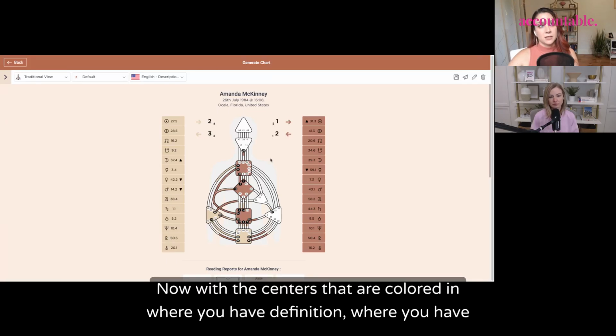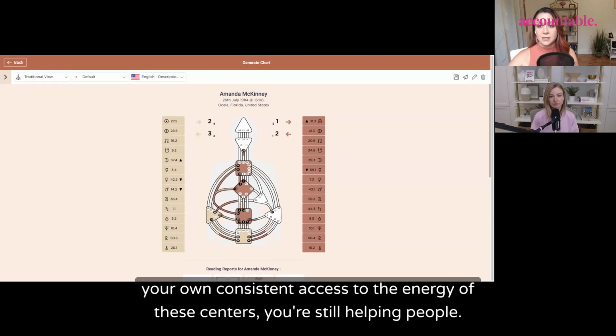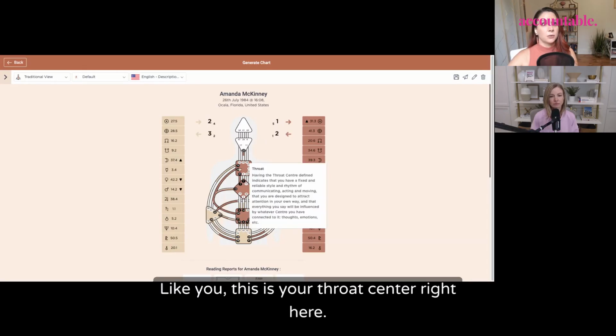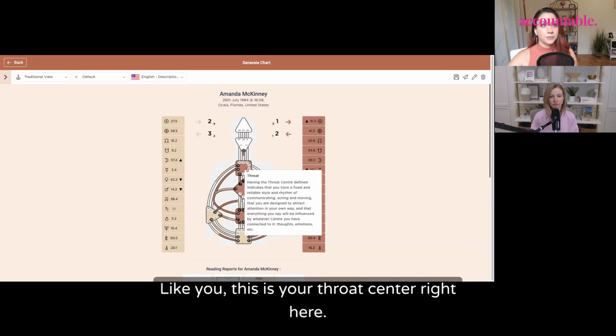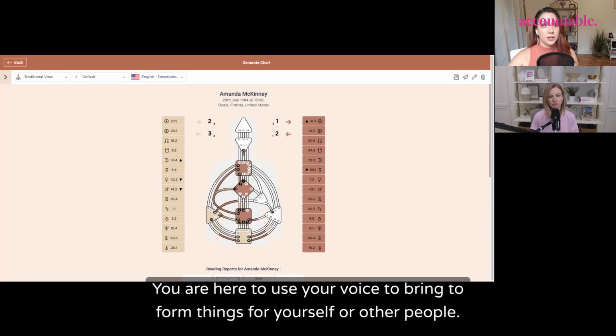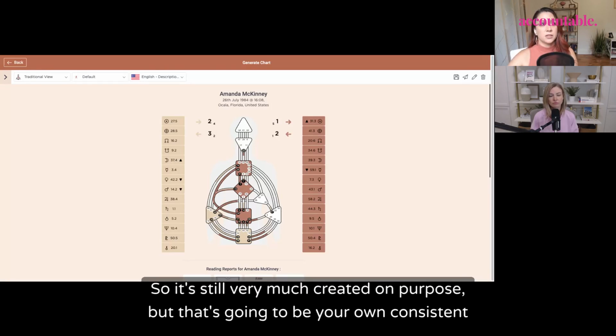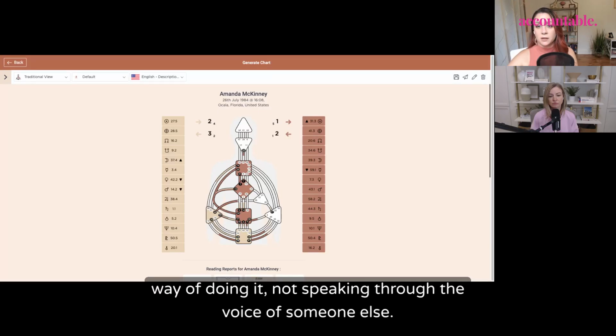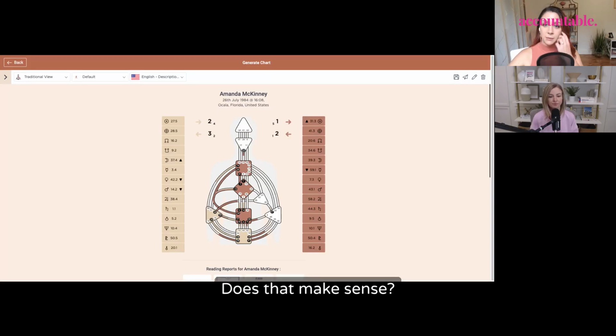Now, with the centers that are colored in, where you have definition, where you have your own consistent access to the energy of these centers, you're still helping people. Like this is your throat center right here. This is all about communication and manifestation. You are here to use your voice to bring to form things for yourself, for other people. So it's still very much created on purpose, but it's going to be your own consistent way of doing it, not speaking through the voice of someone else. Okay. Does that make sense?